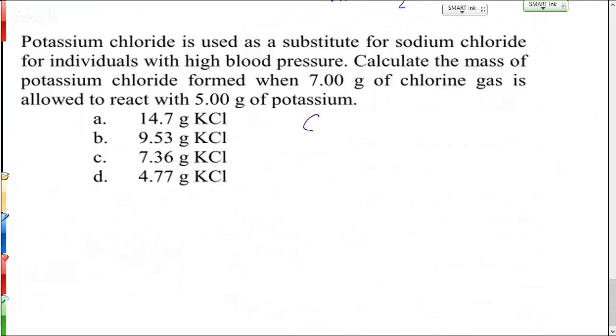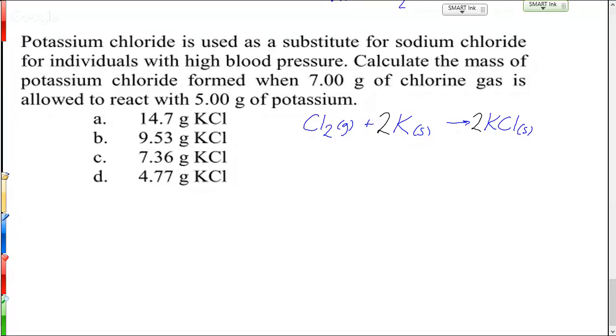But chlorine gas is Cl2. Potassium is just potassium, so that's K, potassium metal. And that's going to make potassium chloride solid. We have to balance it. So there's our equation.